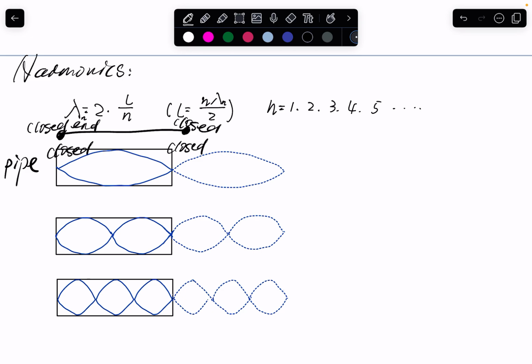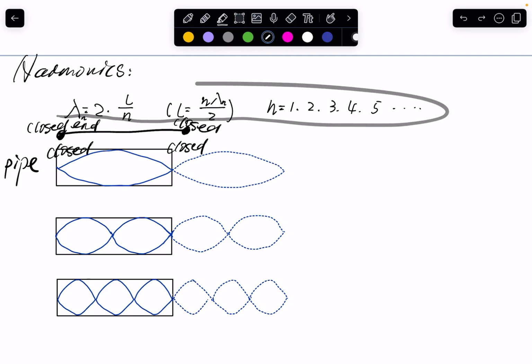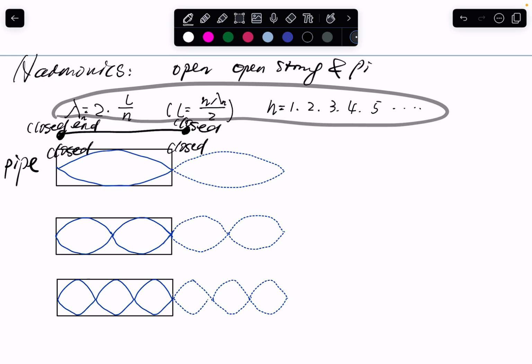So the pipe and string, okay, the equation I'm about to talk about applies to both the case of string and the case of pipe, as long as they're both closed on their two ends. And then they also apply to open string and pipe, okay? I'll give you a couple musical instrument examples in just a second. Let's just first go over the equations, okay?